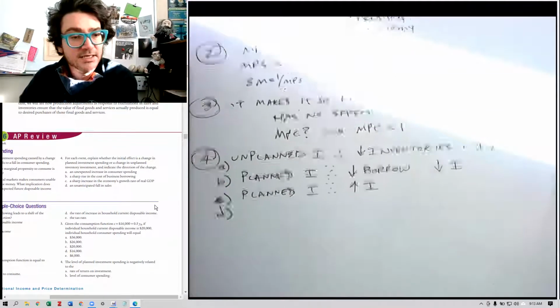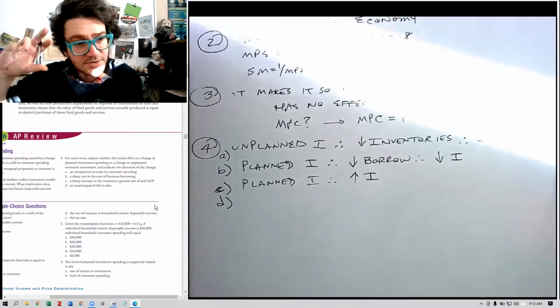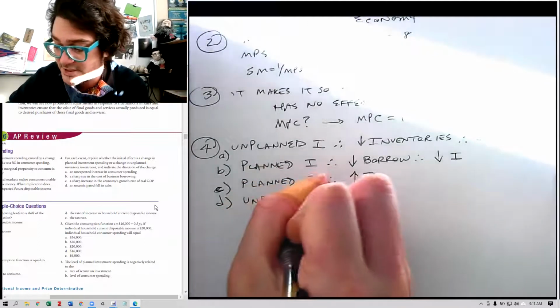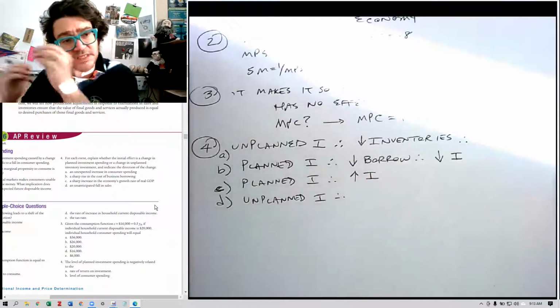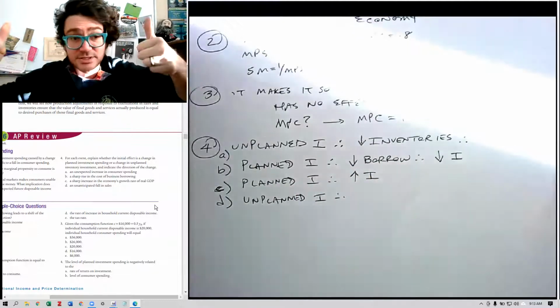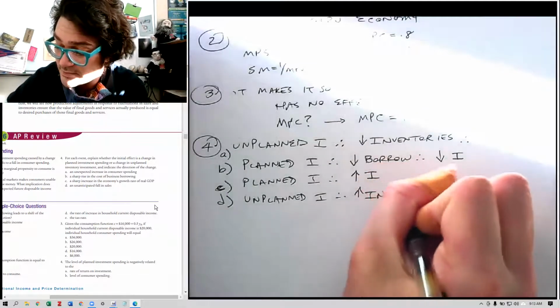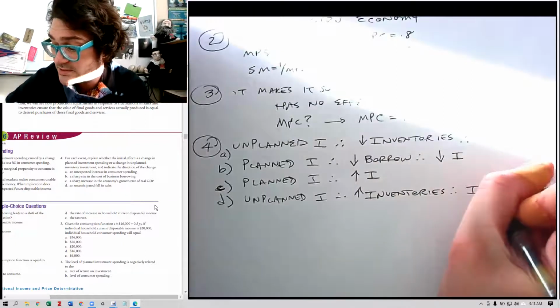And then D is an unanticipated fall in sales. And that's basically the reverse of A. So this is going to change unplanned investment spending. If it's an unanticipated decrease in sales, then your inventories are going to go up. Inventories would rise. And that actually causes investment spending to rise.